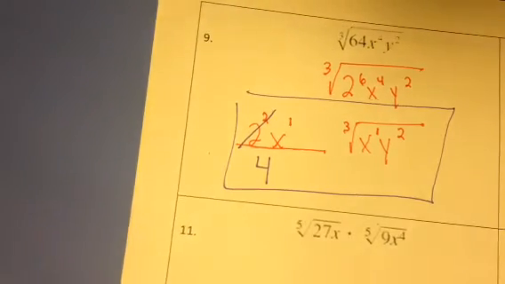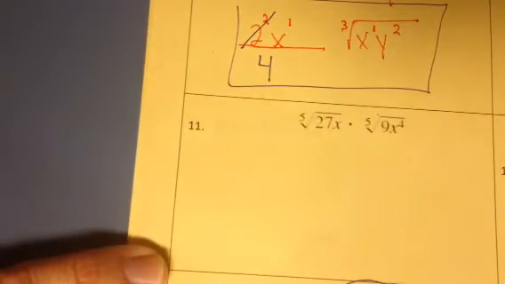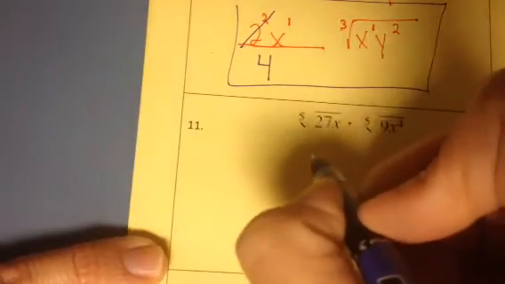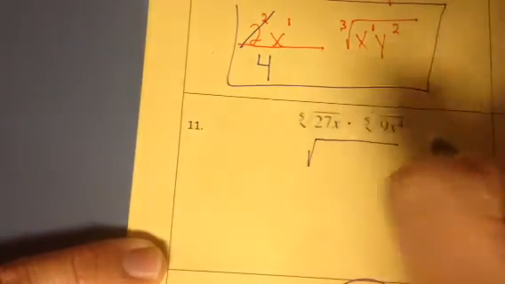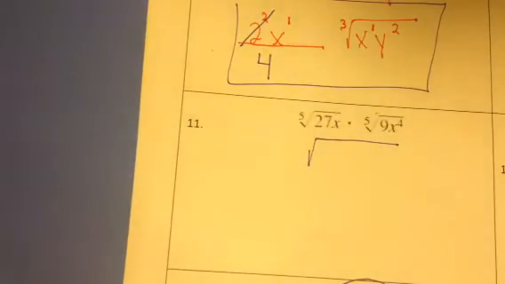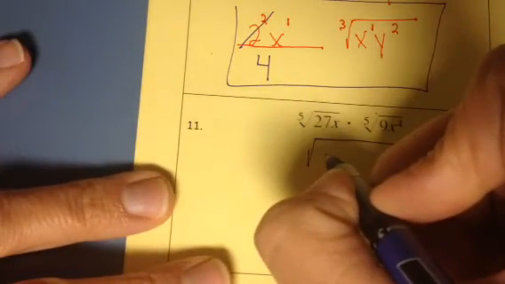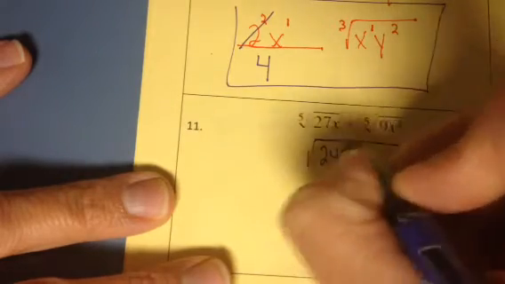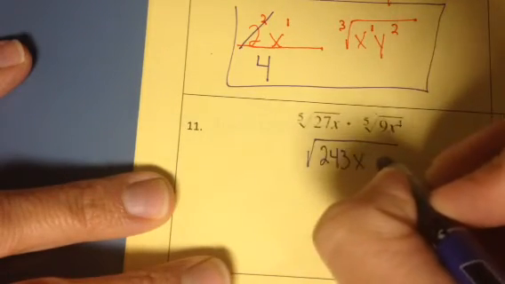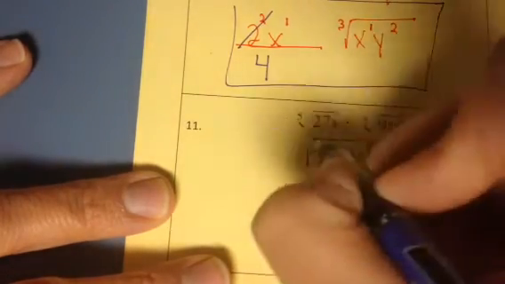So number 11. What I'm going to do is make it look like number 9. Since they're both fifth roots, I'm just going to multiply my 27 and 9. And when I do that, I think I get, what, 243? And I'm going to put my x's together. And this is a fifth root.